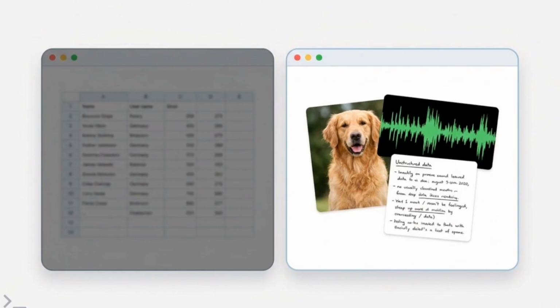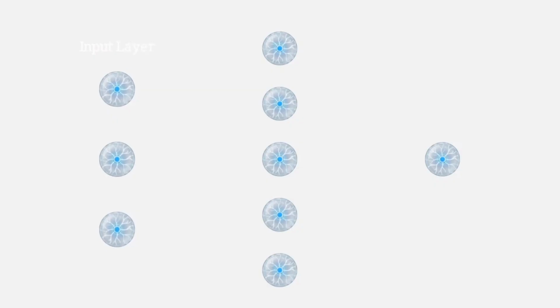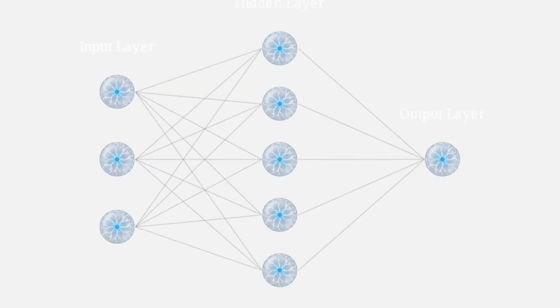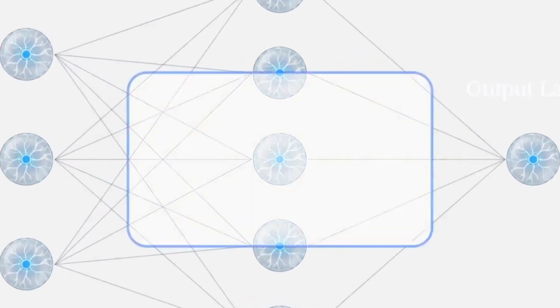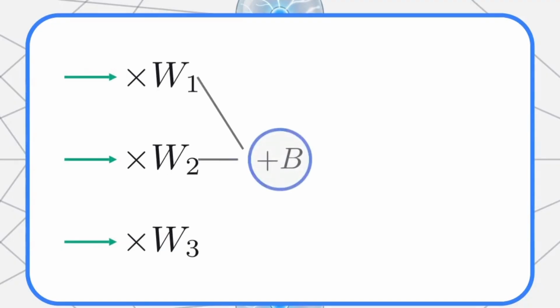Standard algorithms operate on clean, tabular spreadsheets. Deep learning scales beyond that, allowing machines to ingest messy, unstructured data, like raw, high-resolution images, audio files, and free-form text. Artificial neural networks process this data using 3 structural layers. An input layer receives your raw feature variables. 1 or more hidden layers extract abstract patterns from those inputs. Finally, an output layer delivers the concrete prediction.